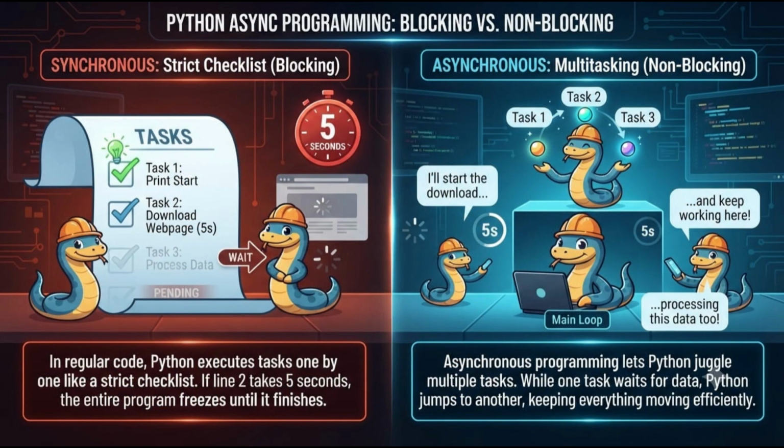In regular or synchronous code, Python executes tasks one by one like a strict checklist. If line 2 takes 5 seconds to download a web page, your entire program freezes until it finishes. Asynchronous programming lets Python juggle multiple tasks. While one task is waiting for data, Python jumps to another task, keeping everything moving efficiently without idling.